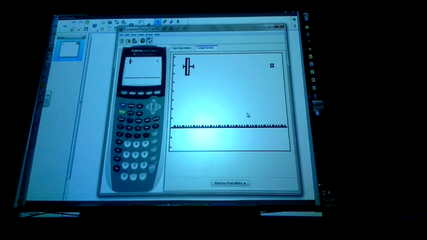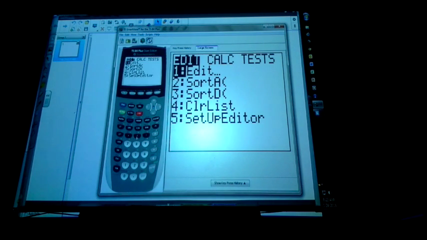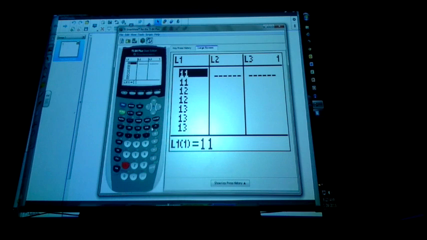Make it really big screen. All right. So plugging the data in, I got 1, 3, 5, 6, 9, 9, and 12.